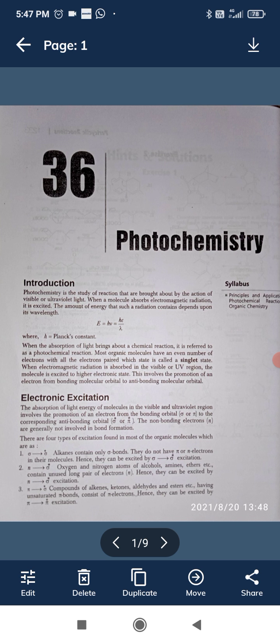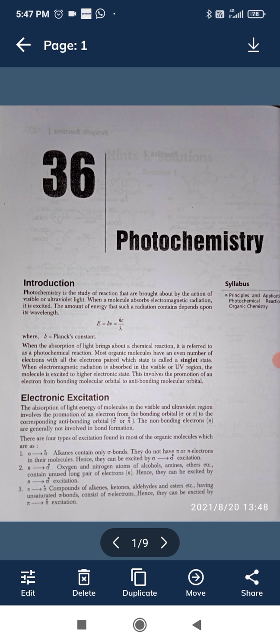Whenever I say electromagnetic radiation, it is usually in the visible or ultraviolet region. When a molecule absorbs electromagnetic radiation, it gets excited. The amount of energy that such radiation contains depends upon its wavelength, that is E is equal to H mu is equal to Hc by lambda. So H mu plays a very important role in the photochemical reactions coming further. When the absorption of light brings about a chemical reaction, it is referred to as a photochemical reaction.